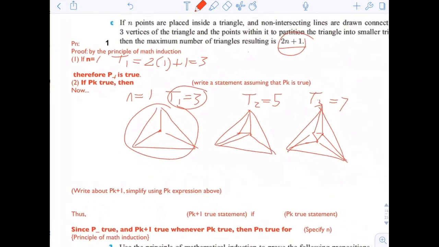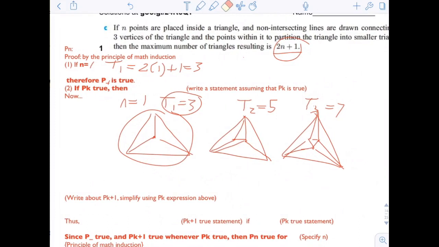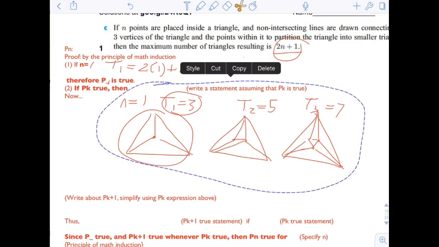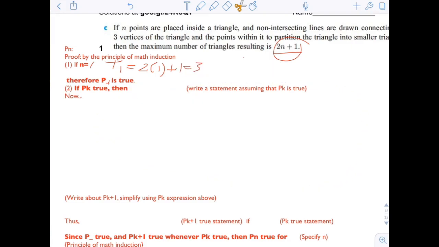Now we're going to assume that the kth case is true, which means that if n equals k, then we know that T_k is equal to 2k plus 1. So we're going to use this in our k plus 1th case.